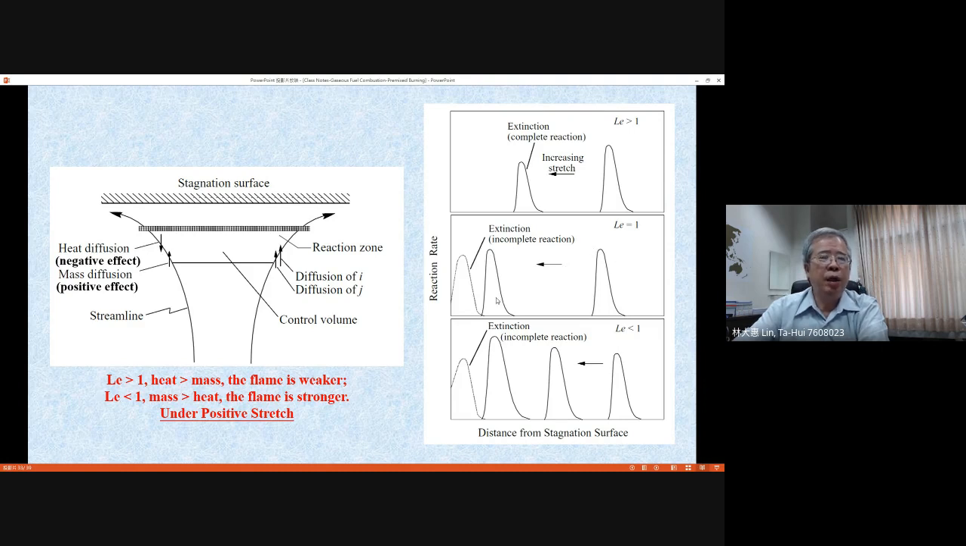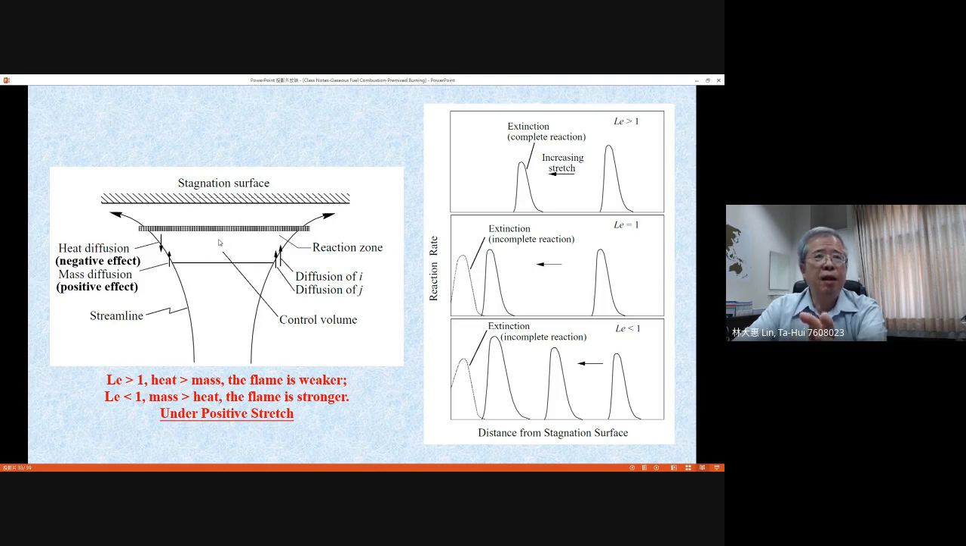But when you push them closer to the stagnation surface, there are two influences coming from the stagnation surface. One is the heat loss to the solid surface. The other one is the incomplete combustion, because we do not have enough space to finish the chemical reaction. Okay, and these are the two reasons for the extinction of your premixed flame in the stagnation point flow.